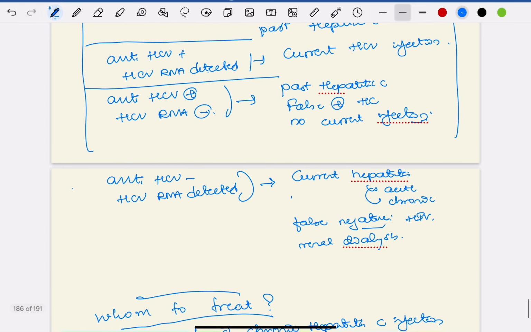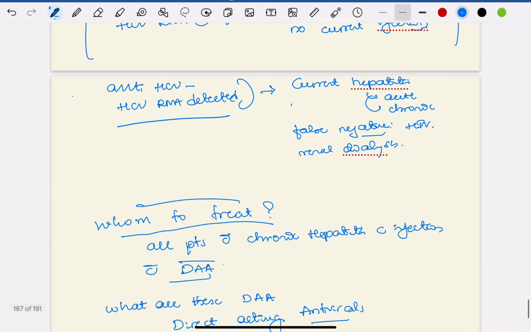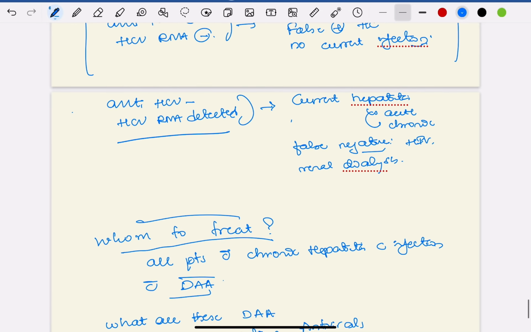Okay, what if the patient is anti-HCV negative but HCV RNA is detected? That means RNA is detected, so it is current hepatitis. It may be acute or chronic, or it can be a false negative antibody result in HIV patients and renal dialysis patients. Okay, these are the possible permutations and combinations.